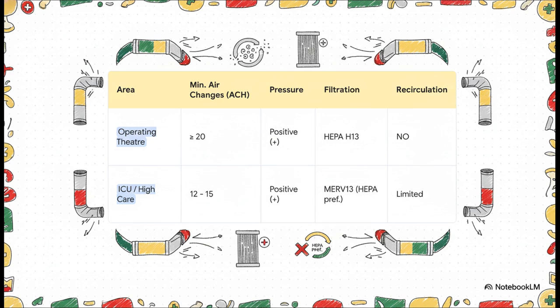Now, the ICU is similar, maybe 12 to 15 air changes, also positive pressure, but the filtration can sometimes be a little different, though HEPA is always what you want to aim for.